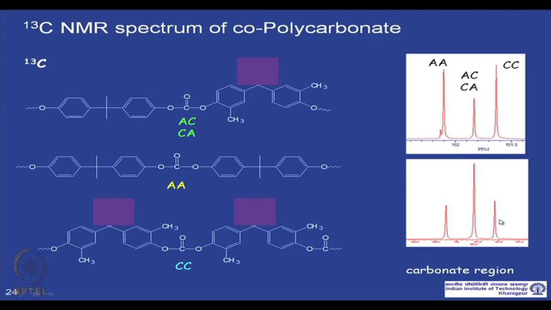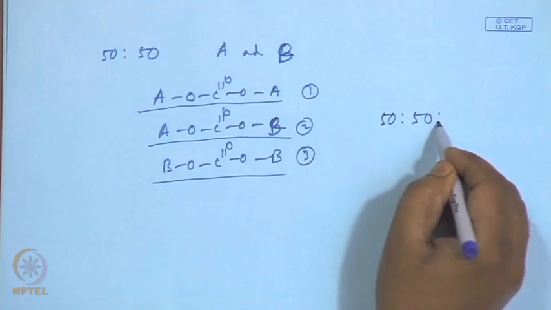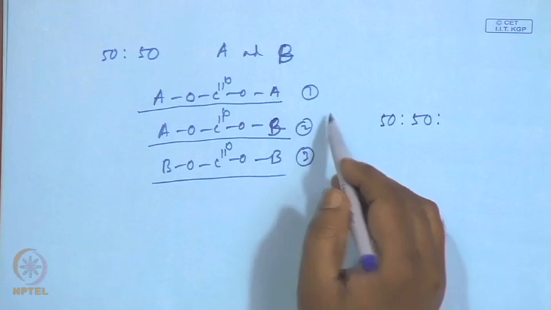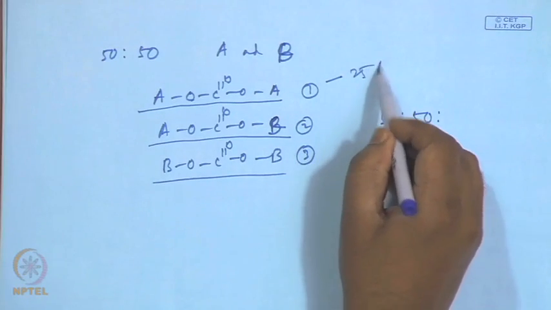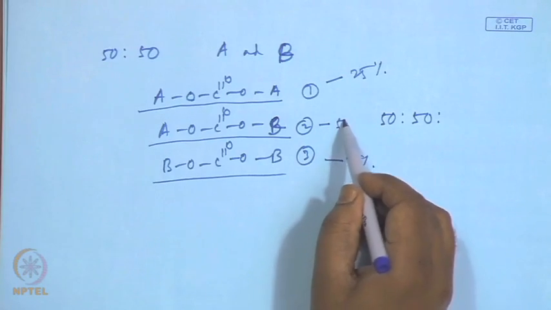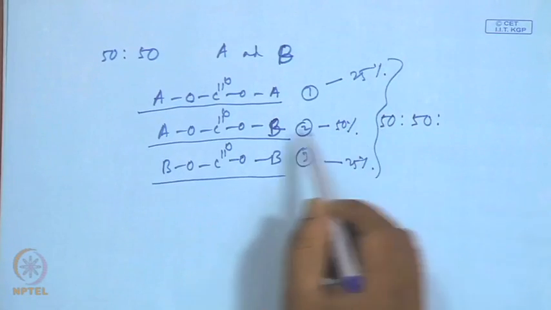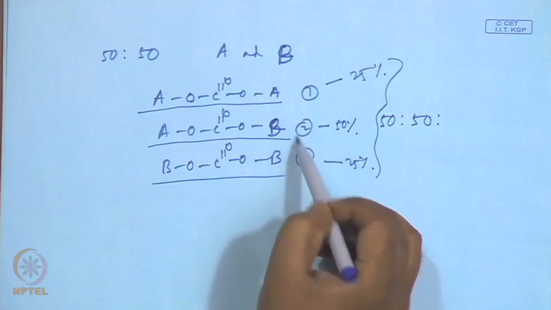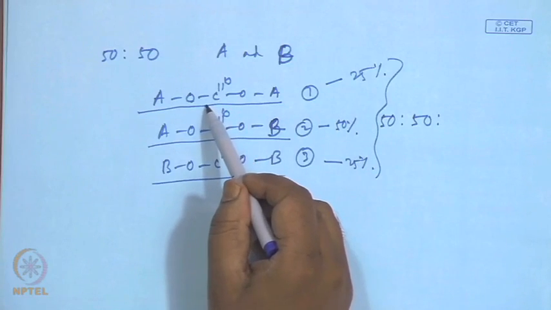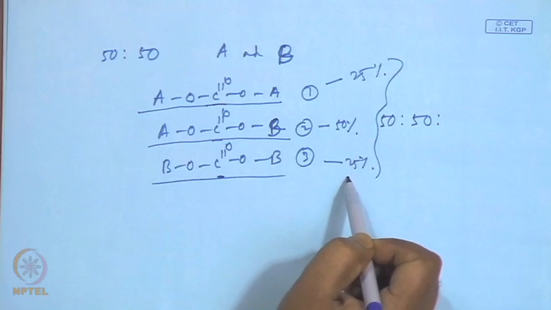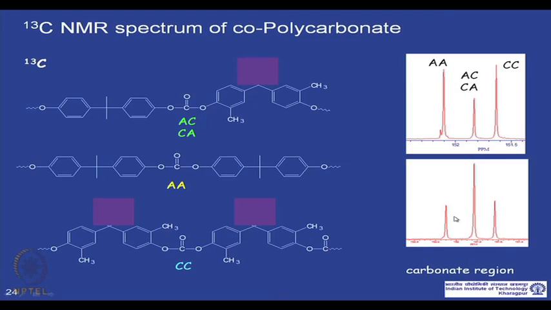So, if you start with a 50-50 mixture, and it is a random copolymer, you will get this as 25%, this is 25%, and this is 25% plus 25%, 50%. So, if A and C form a completely random statistical copolymer, then the percentages of these three carbonate peaks would be 25%, 50% and 25%. That is exactly this example of the 50-50 copolymer. This is exactly what happens.